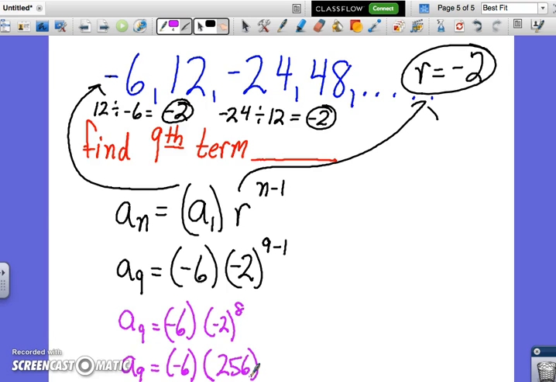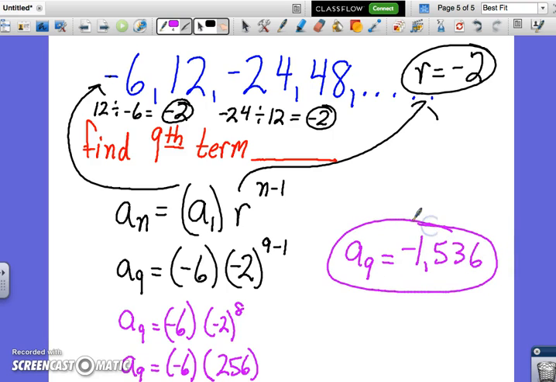Okay? So, what is our a to the 9th power? Well, we're simply going to do negative 6 times 256. So a to the 9th is negative 6 times 256, which is actually a negative 1,536. So what is the ninth term of the series? Negative 1,536. Well, I don't know about you, but I'm glad I had a formula. I would definitely not want to keep multiplying by negative 2 nine times to get to those numbers. It was big enough on its own.